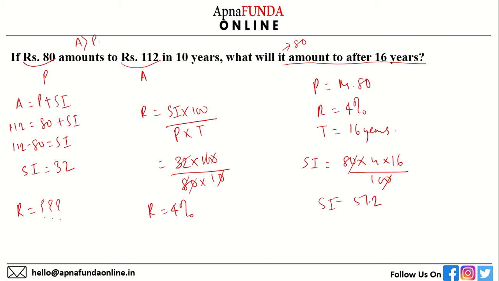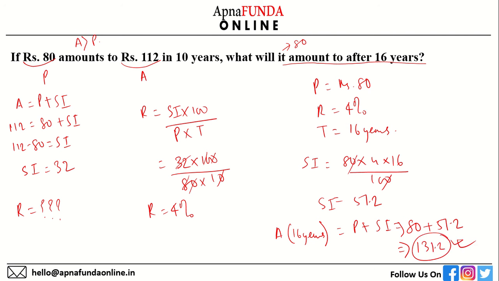We need to find the amount after 16 years. So amount after 16 years is principal plus simple interest. So this is 80 plus 51.2, which is equal to 131.2. This is my answer. Simple question. I hope you have solved along with me.